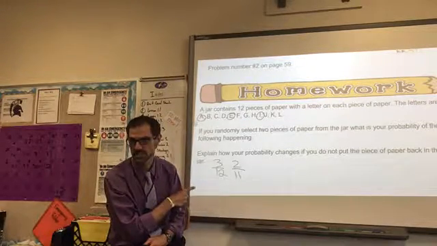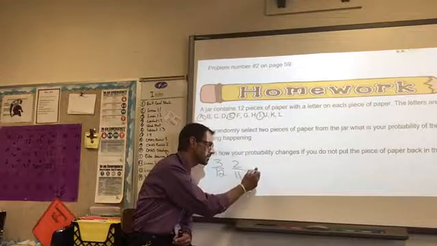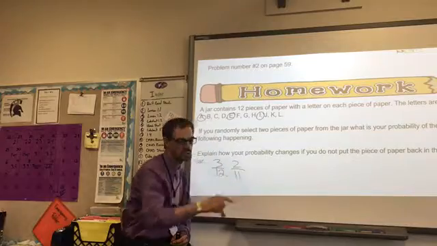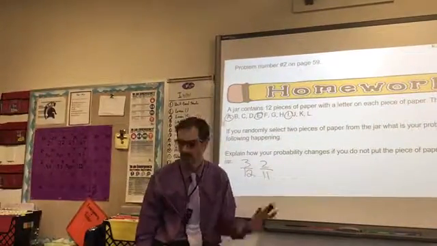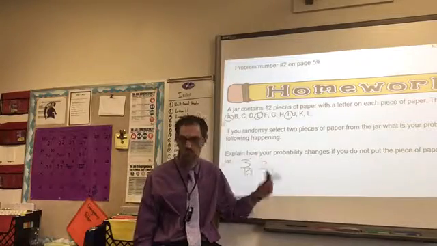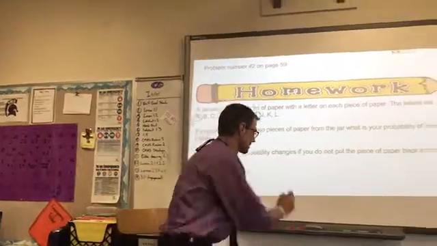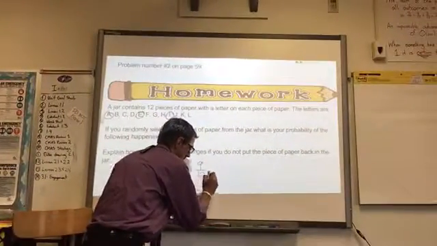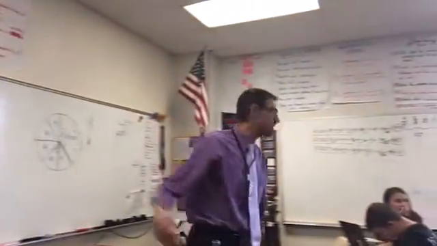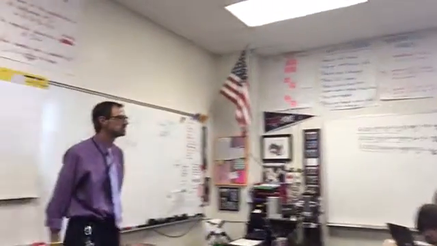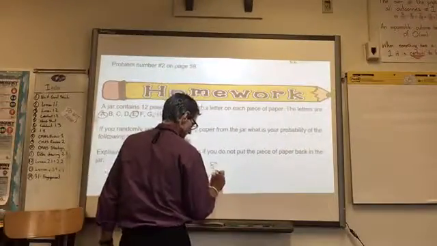Questions about that? Okay, I want you to talk to your partner. What would be the probability of choosing a consonant and a consonant? Go. A consonant and consonant. Do you choose the consonant on the first? Yeah, that's what we're saying. So 9 over 12 times 8 over 11.